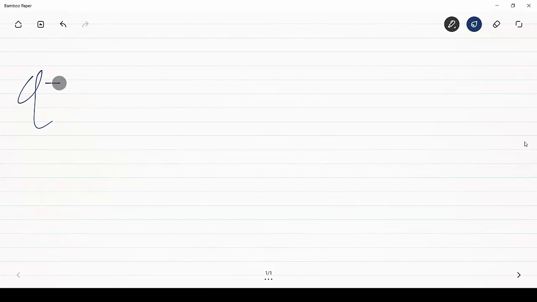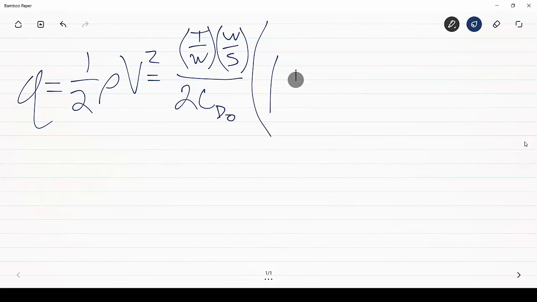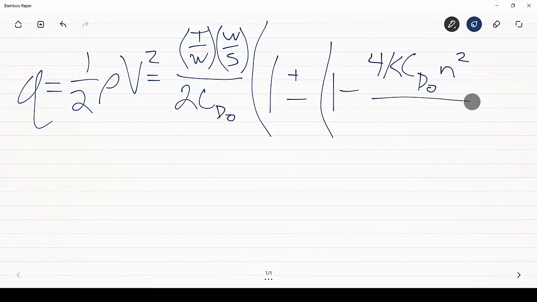Dynamic pressure, Q, equals 1/2 rho v squared, which also equals, and this is a long one, T over W times W over S divided by 2 CD naught multiplied by 1 plus or minus, and that's the reason we're going to have multiple velocities and multiple dynamic pressures. So again, plus or minus, now parentheses, 1 minus 4k CD naught times n squared, our load factor squared, divided by T over W squared.